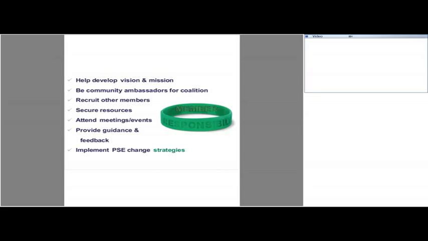I think every member should see their job as recruitment, as helping secure resources for the coalition, certainly being participative, providing guidance, providing feedback, and helping to implement those strategies that are going to change policy, systems, and environment, those PSE change strategies.